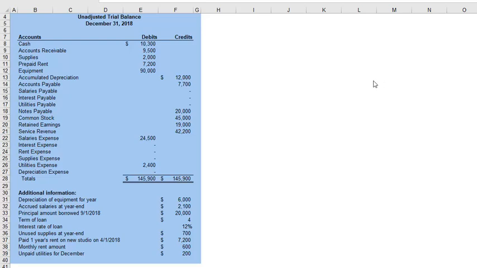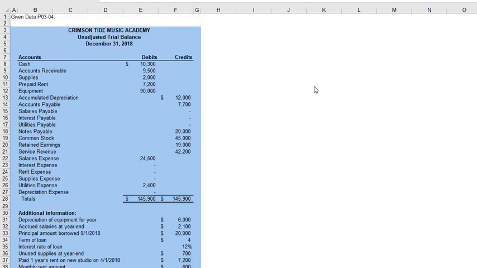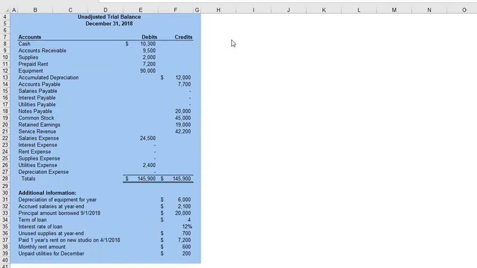We are doing some sample problems for Chapter 3 for 2301 Financial Accounting at Richland College. Alright, so here we have an example. This is Crimson Tide Music Academy. We are looking at their unadjusted trial balance as of December 31st, 2018. We are given some information here.